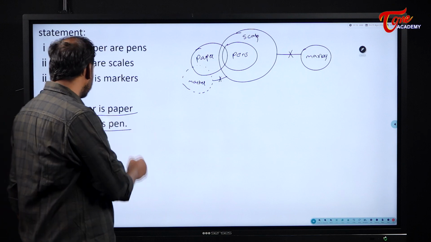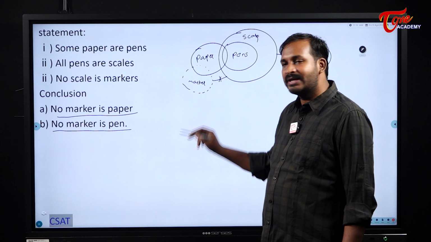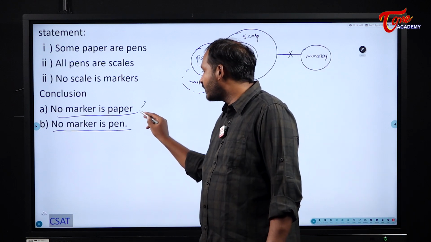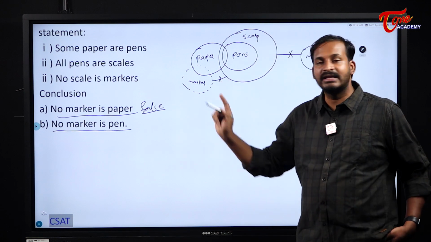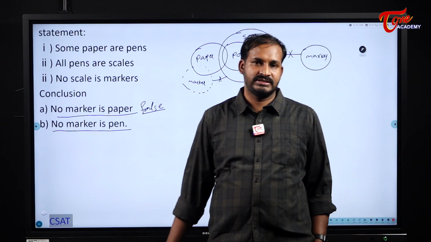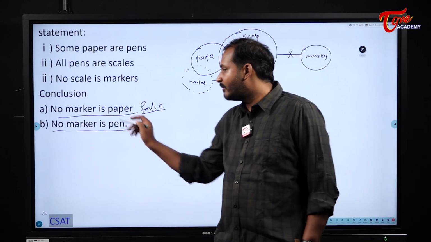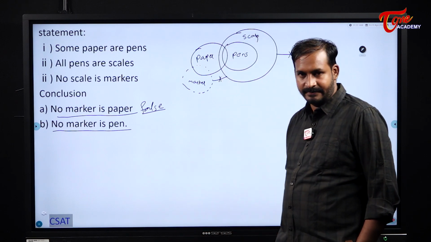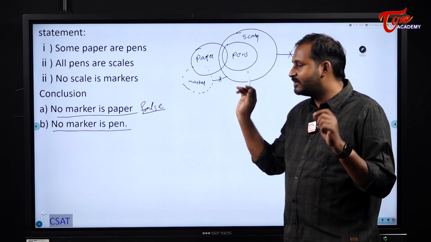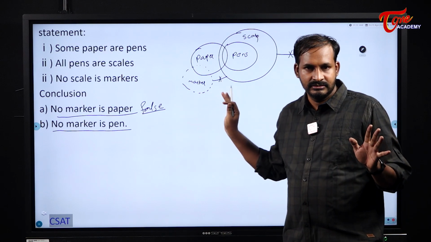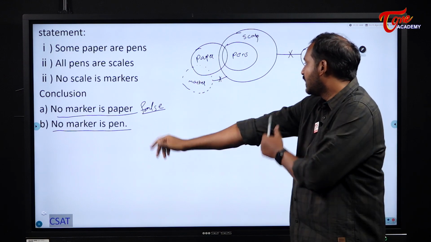Now come to this conclusion. No marker is paper. Now check it in the alternate diagram. Some marker are becoming paper, right? So this will become what for me? False. With the help of the alternate diagram, we made that negative conclusion false. Okay, good, super. Now come to the second conclusion. No marker is pen. Now this alternate diagram is gone. This alternate diagram is only for that conclusion. We are not going to consider this alternate diagram now.